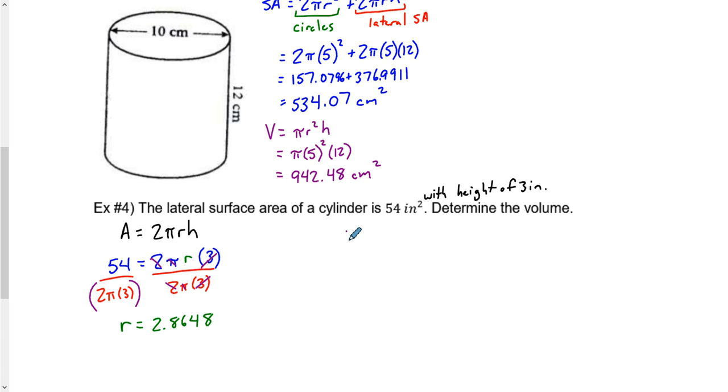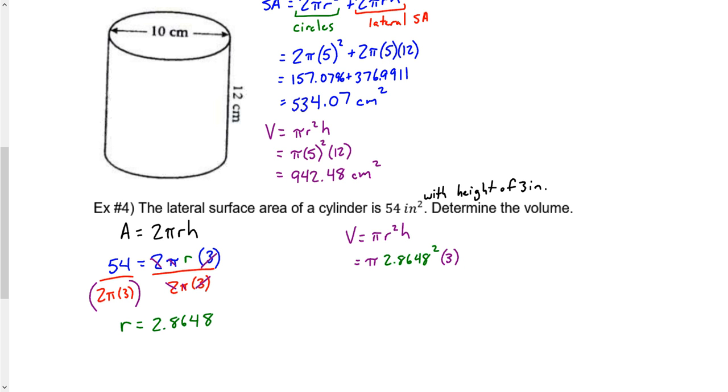So to find out our volume by pi multiplied by the radius squared multiplied by the height, well, we're just going to plug that into our formula. So pi multiplied by the 2.8648, squaring it, then multiplying by the height of it. Oh, sorry, it should be 3. And then we're all good.